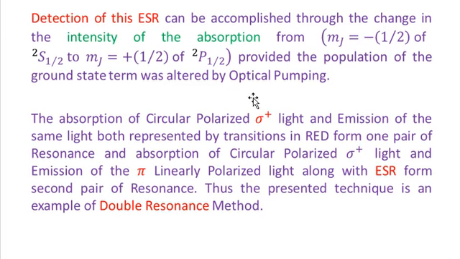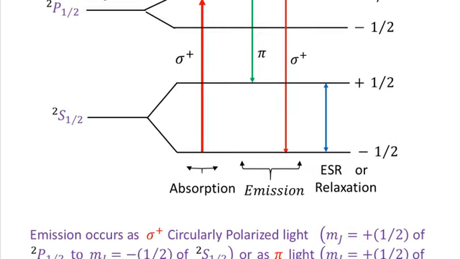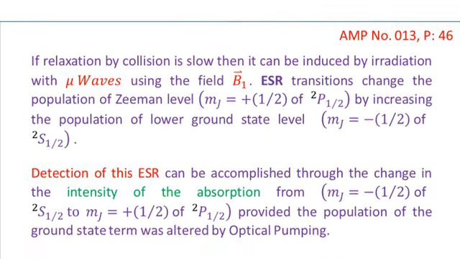So you see that optical pumping is required. And this optical pumping is actually the induced pumping provided by the magnetic field B1. You induce the transition from the upper level to the lower level of the Zeeman splitting of the ground state, that is, from Mj equal to plus half to Mj equal to minus half. This transition will be done optically using the magnetic field B1.